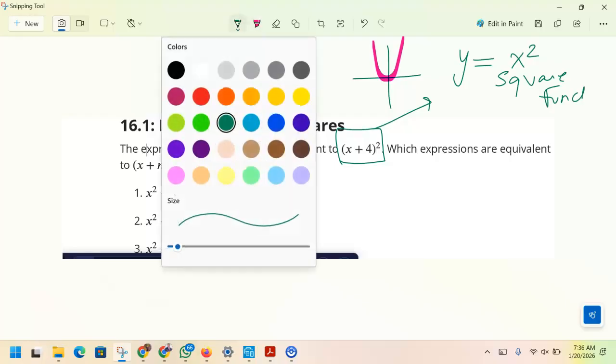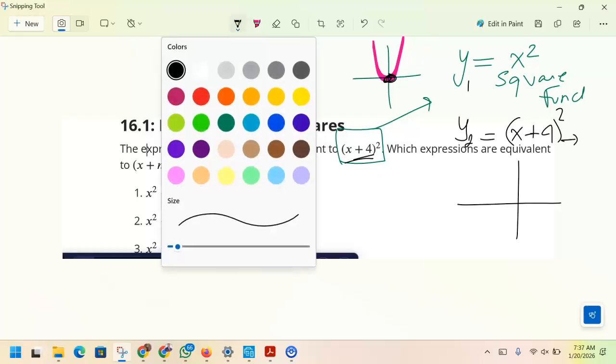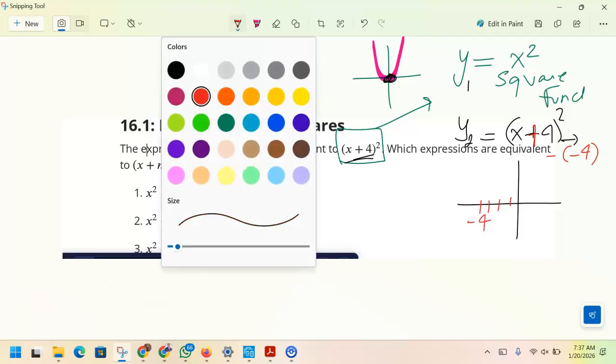It goes through (0, 0). But what does this x plus 4, the new one, look like? Let's say y1 is x squared, and y2 is x plus 4, the whole square. This is a new graph, and because of the plus sign, we can write it as minus of minus 4. It means the graph moves to minus 4. See how beautiful it is to understand this piece.